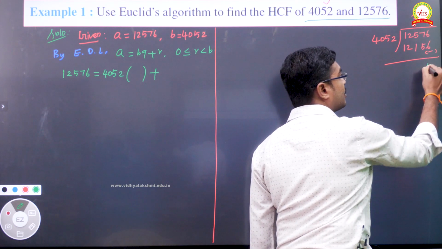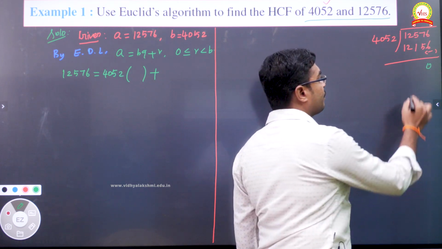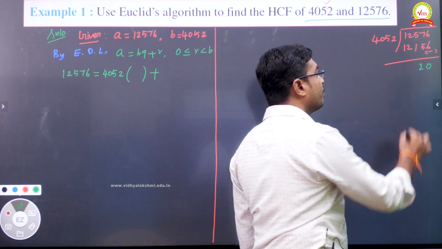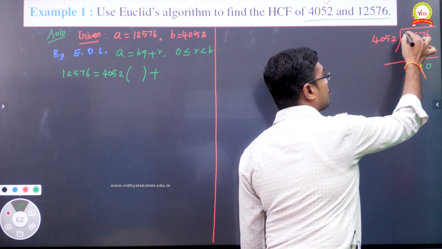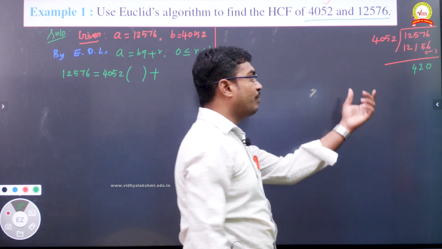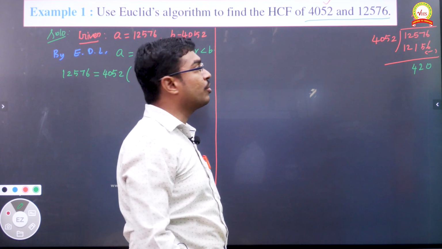6 minus 6 is 0. 7 minus 5 is 2. 5 minus 1 is 4. So, 12 minus 12 is 0. So, the remainder we are getting is 420.